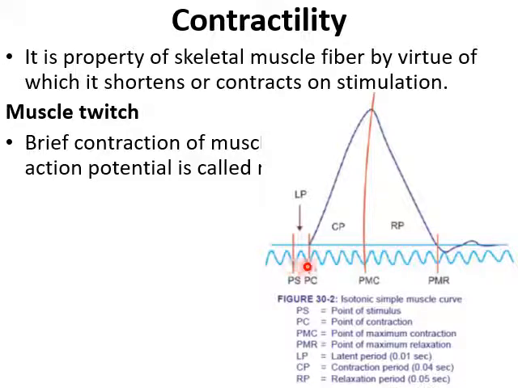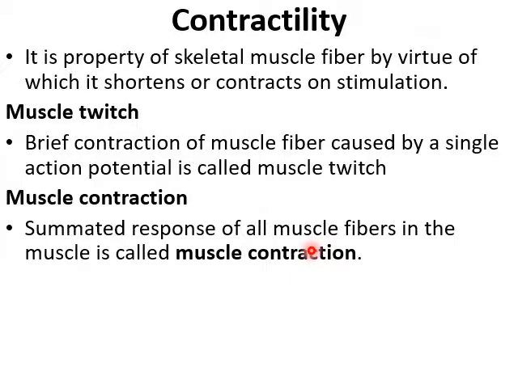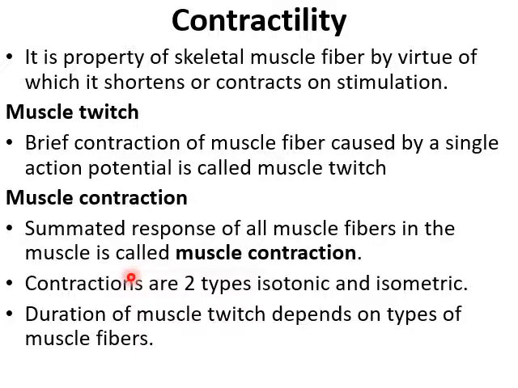The latent period, you can see here, lasts for about 1 millisecond. The contraction phase lasts for about 4 milliseconds, and the relaxation phase lasts for about 7 milliseconds. Okay, that was about the muscle twitch, which is the brief contraction of a muscle fiber caused by a single action potential. Now, what is the muscle contraction we see in our muscles in general day-to-day life? That is muscle contraction. It is a summated response of all the muscle fibers in the muscle. Now, contractions are again of two types: isotonic contraction and isometric contraction.